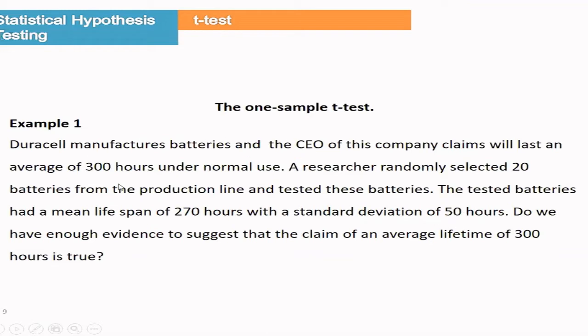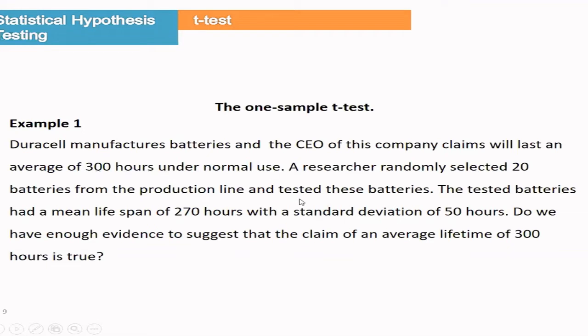See, for the population, we know only the mean life, but we don't know the variance, and the standard deviation also. So what do we do? Does the researcher have evidence to suggest that the claim of an average lifespan of 300 hours is true? That is, from the sample, we have to verify the claim of the CEO, who claimed the lifespan of their battery is 300 hours.